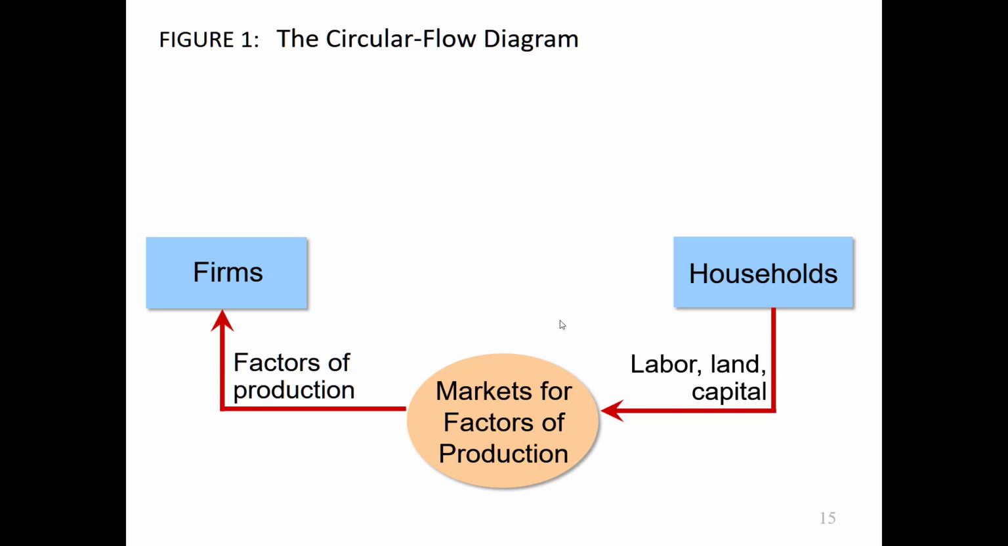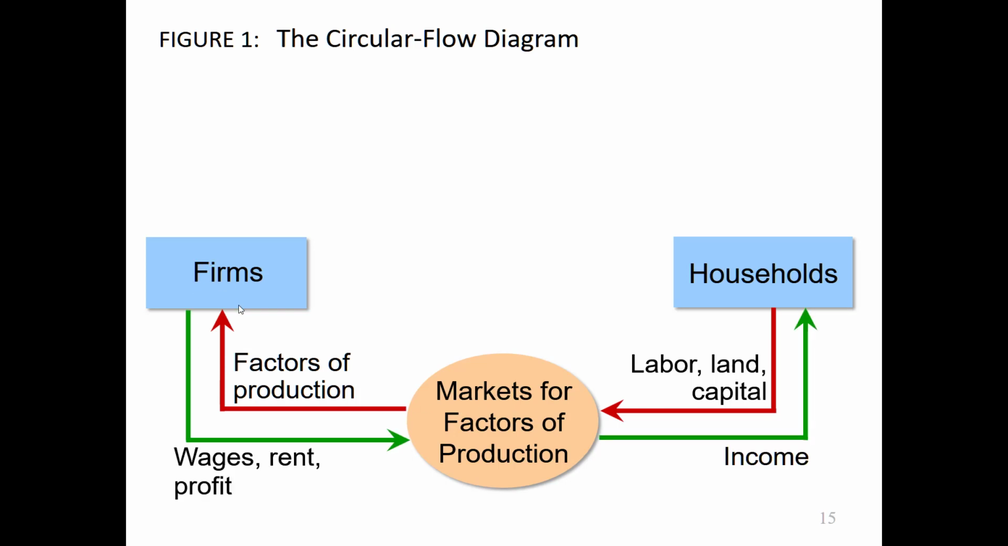This interaction is happening in two markets. Households own factors of production, so they go to the market for factors of production, like the job market for instance, and sell their factors of production. The firms buy them. Now you don't do it for free, you don't work for free. So in return, firms pay wages, rents, and profits. And here we go, the dollar bill goes from the firm to the household.